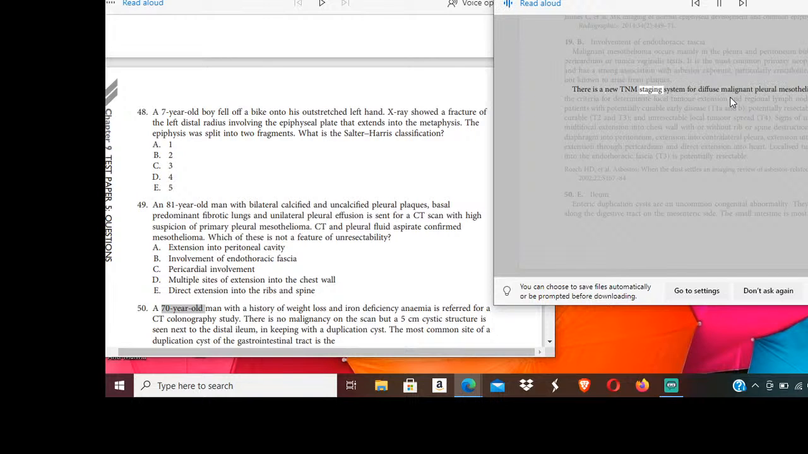There is a new TNM staging system for diffuse malignant pleural mesothelioma that emphasizes the criteria for determinate local tumor extension and regional lymph node status to identify patients with potentially curable early disease, T1A and B, potentially resectable but not necessarily curable, T2 and T3, and unresectable local tumor spread, T4. Signs of unresectability include multifocal extension into chest wall with or without rib or spine destruction, extension through diaphragm into peritoneum, extension into contralateral pleura, extension into mediastinal organs, extension through pericardium, and direct extension into heart. Localized tumor extension into the endothoracic fascia, T3, is potentially resectable.